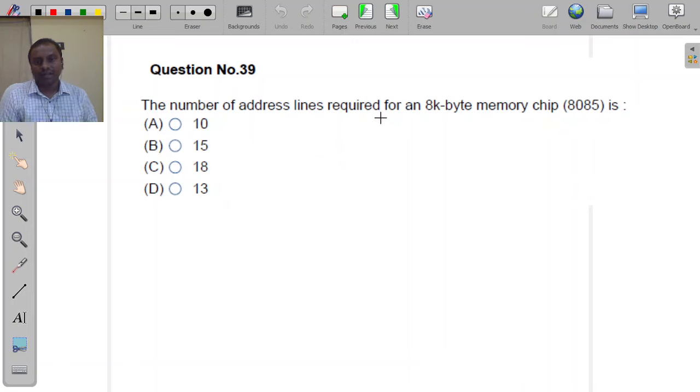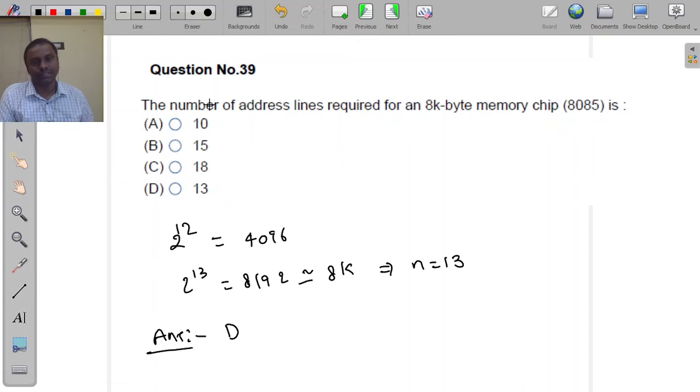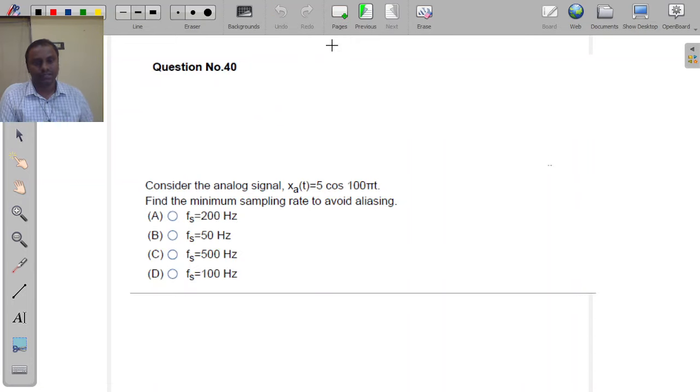The number of address lines required for an 8 kilobyte memory chip in 8085 is, we need to connect an 8 kilobyte memory chip, and you see that 2 power 12 will become 4096, 2 power 13 will become 8192. So it is 8 kilobyte. To connect the 8 kilobyte memory chip, we require a minimum of 13 lines. So answer for this is D. Answer for this question is D. Moving into the next question.